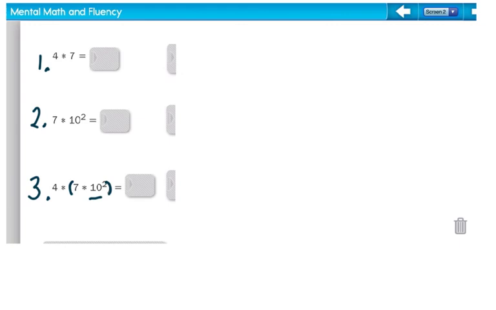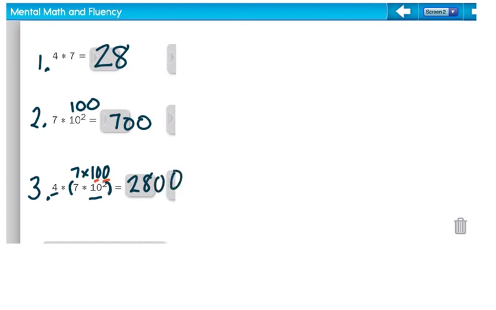All right, let's take the basic fact of 4 times 7 is 28. I know 10 to the second power means 100. 7 times 100 is 700. If I look at parentheses, 7 times 10 to the second power is the same thing as 7 times 100. And 4 times 7 is 28 with 2 zeros behind it, 2,800. Go ahead and erase your whiteboard.